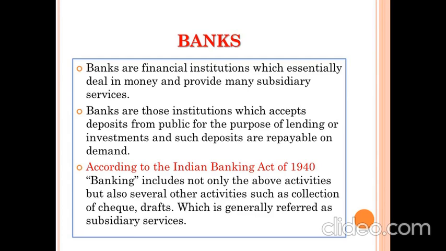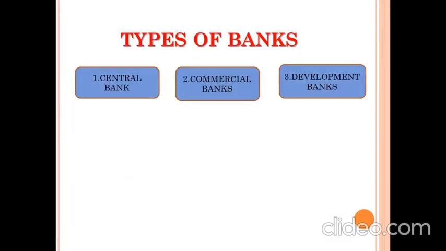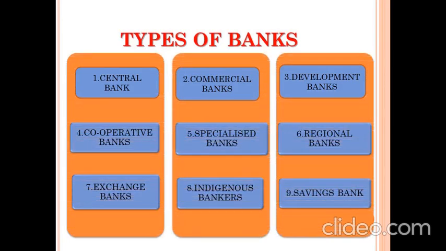Why subsidiary service? Because some more extra services which are provided by banks are offered according to the types of banks. I'm mentioning some types over here. There are 9 types mentioned on the screen. Central bank, first one. Every country has a central bank. In India, there is RBI. Likewise, in America, there is the Federal Bank. In England, there is the Bank of England. So these banks act as an apex for the financial institutions.